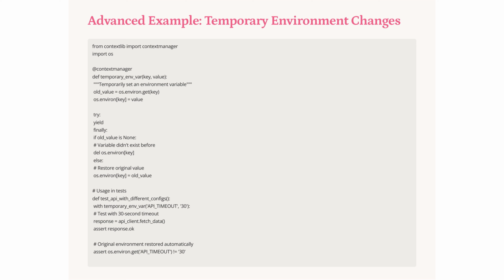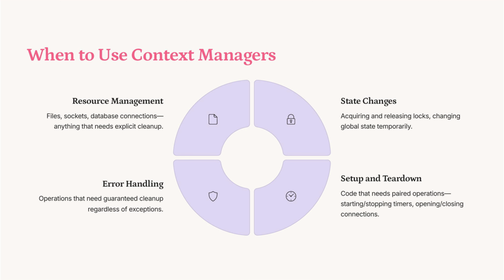Temporary environment changes can be managed using context managers. By setting an environment variable temporarily, we ensure that tests run with specific configurations without permanent changes. This approach is crucial for testing scenarios like API timeouts, where the environment is automatically restored, maintaining system integrity and preventing side effects.